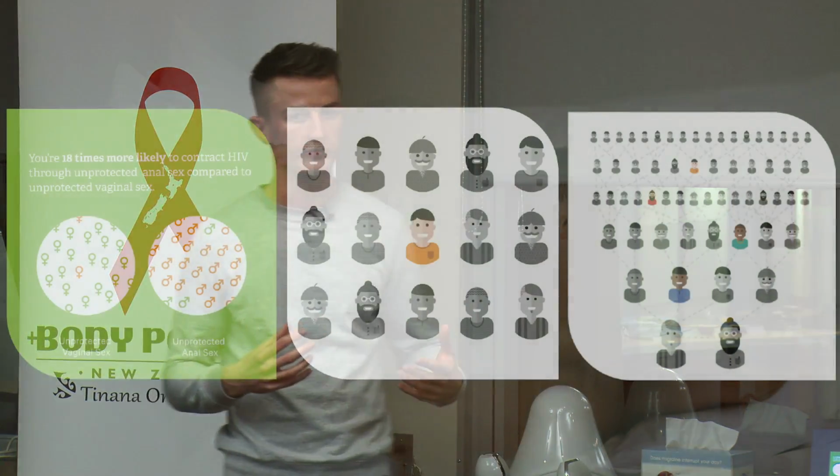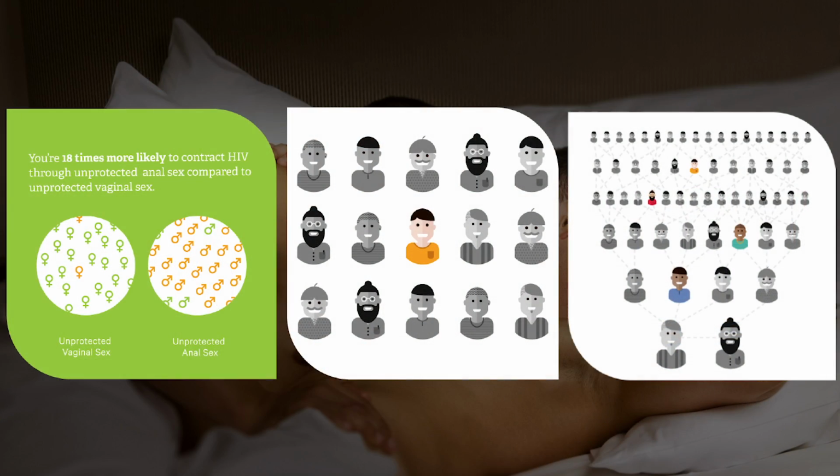The first one is a biological reason, and it's that unprotected anal sex is 18 times riskier than unprotected vaginal sex in terms of the risk of HIV transmission. And that applies to other STIs as well. I mean, the figure might change. 18 times is specific to HIV, but basically unprotected anal sex is a very easy way for HIV and STIs and infections to enter the body.